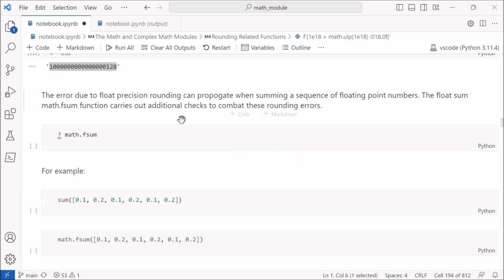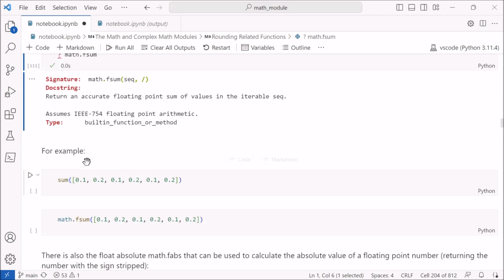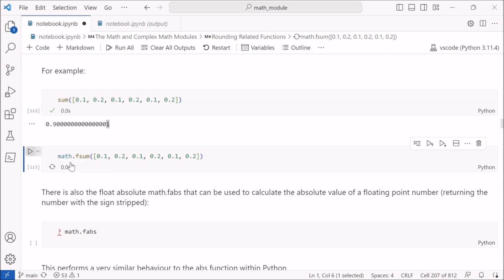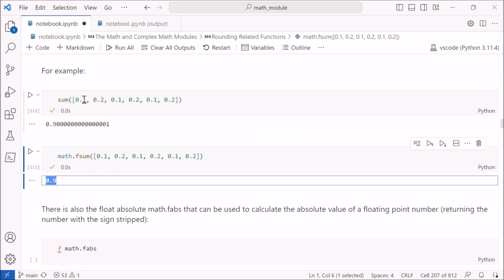So the error due to float precision rounding can propagate when summing a sequence of floating point numbers. So there's a float sum function that carries out additional checks to combat these rounding errors. So if we take these numbers and compute the sum, we've got all these trailing zeros and then this 1. So this is a recursive rounding error. If we take the float sum of this, we get 0.9, which is more in line to what we expect.